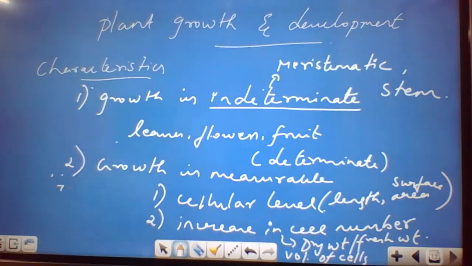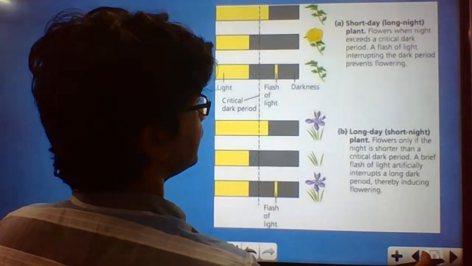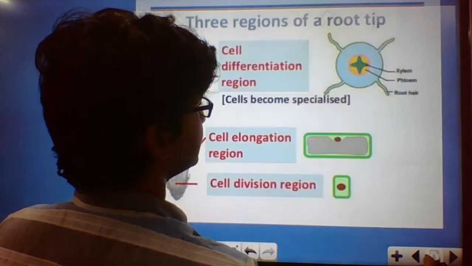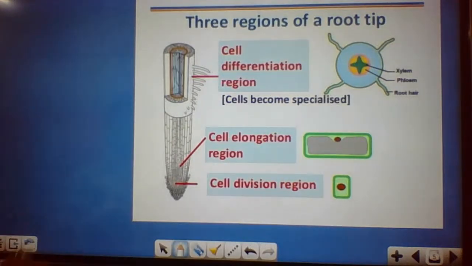Okay, so now we move to the phases of growth. As far as the phases of growth are concerned, we have three phases. Can someone tell me what the three phases of growth are? In this slide, you could see there are three phases of growth.